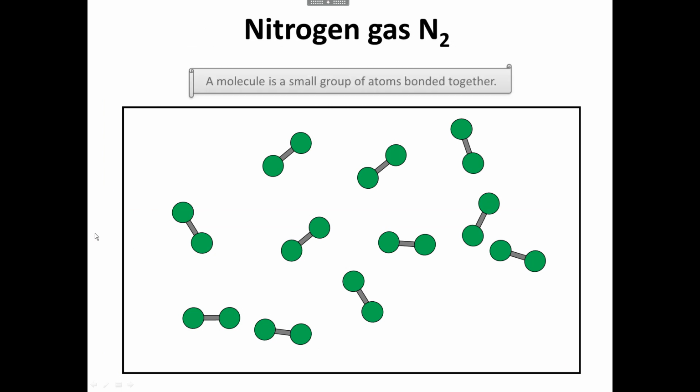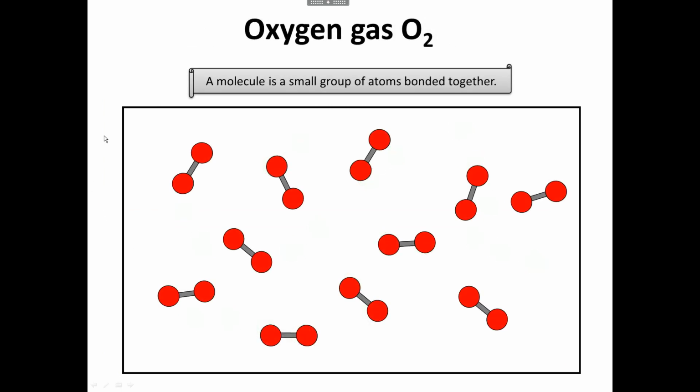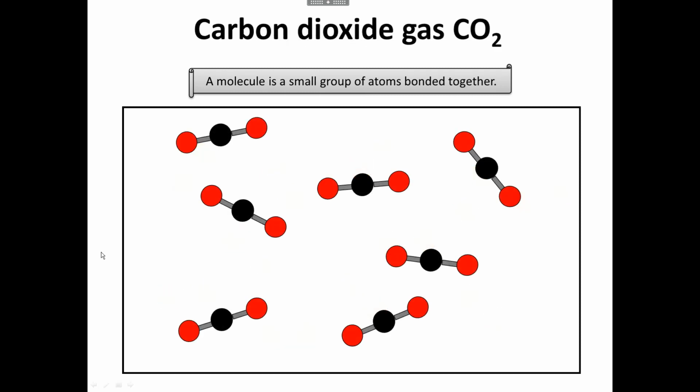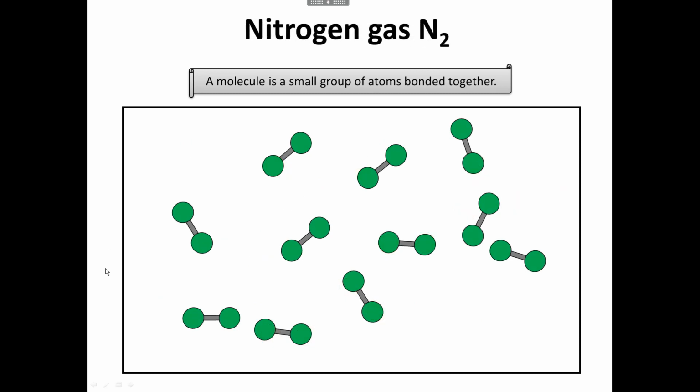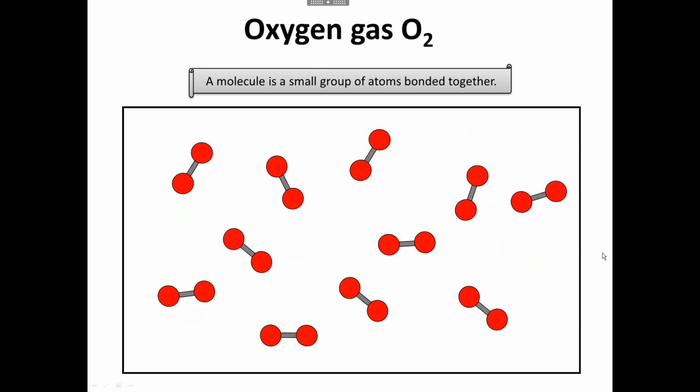Let's look at some examples. And here's another reminder that a molecule is a small group of atoms bonded together. Let's go back through those a little bit more slowly because that was too fast. Okay, so think to yourself now, is this an element or a compound? It is an element because it is made of only one type of atom. Let's try the next one. Element or compound? It is an element made of one type of atom only.